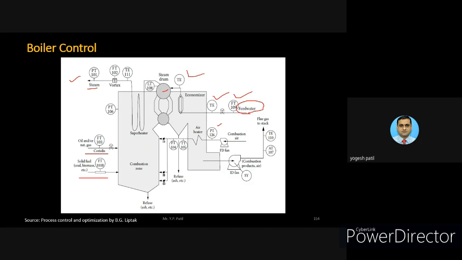And on the chimney side, with the help of the ID fan, we can exhaust the flue gases to the atmosphere. And again we need to monitor the air quality of this. So analyzers can be useful for monitoring the carbon dioxide and carbon monoxide contents. Also the temperature of the flue gas is important. The exhaust gas is important, so that also gets monitored on the chimney side.